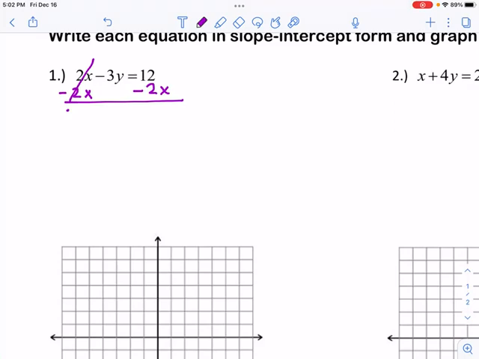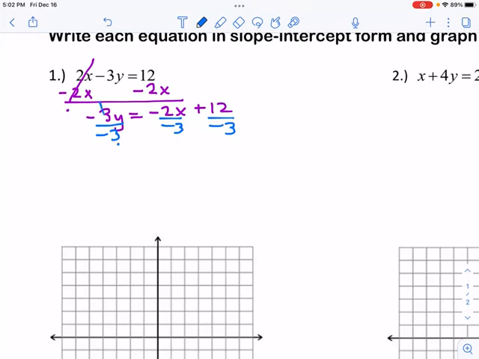We're left with a negative 3y equals, and you want to put the x term first. So you're going to put the negative 2x and then the plus 12. Once it's set up like this, the next step is to get y completely by itself. So we have to divide everything by negative 3.